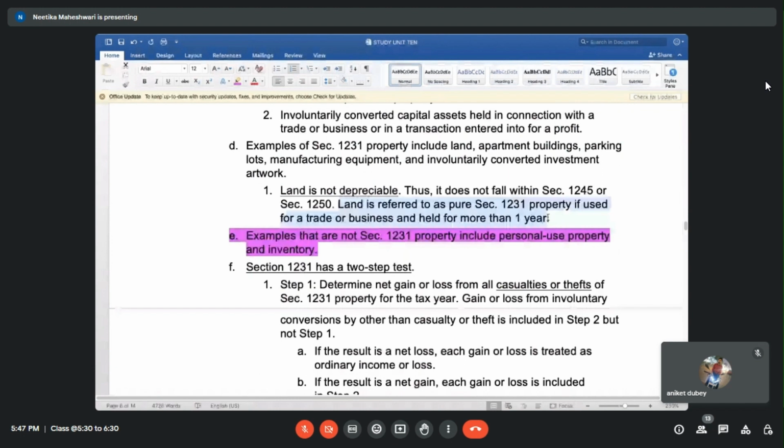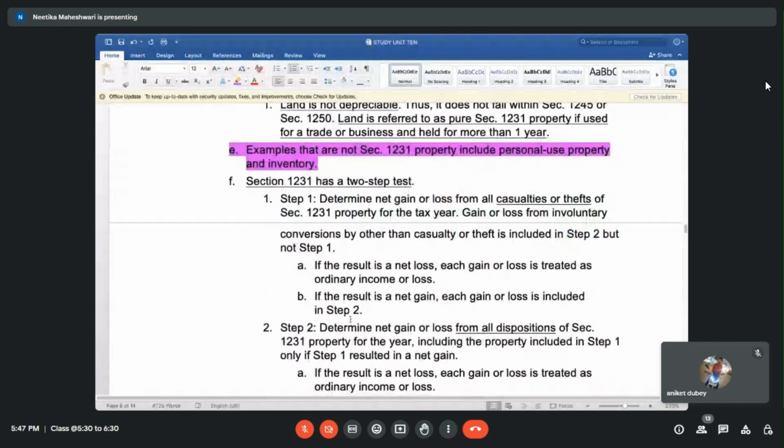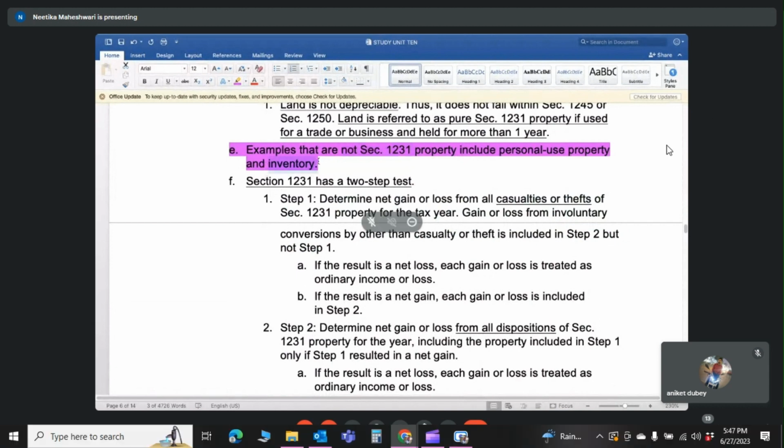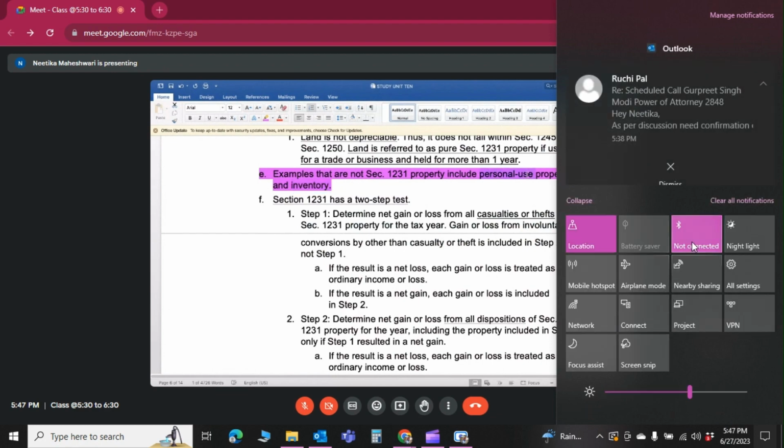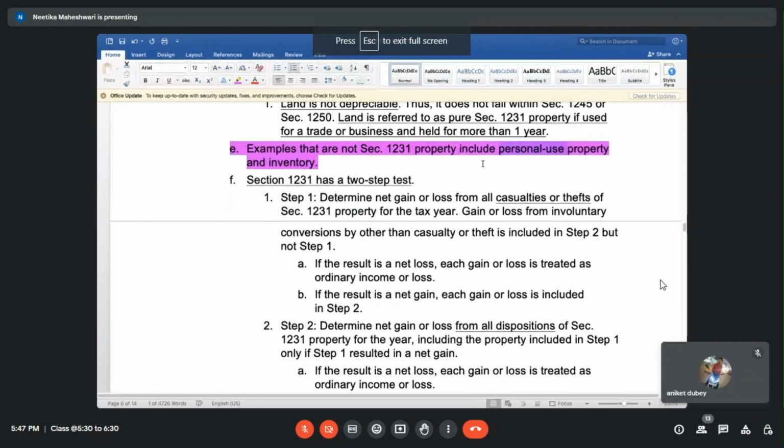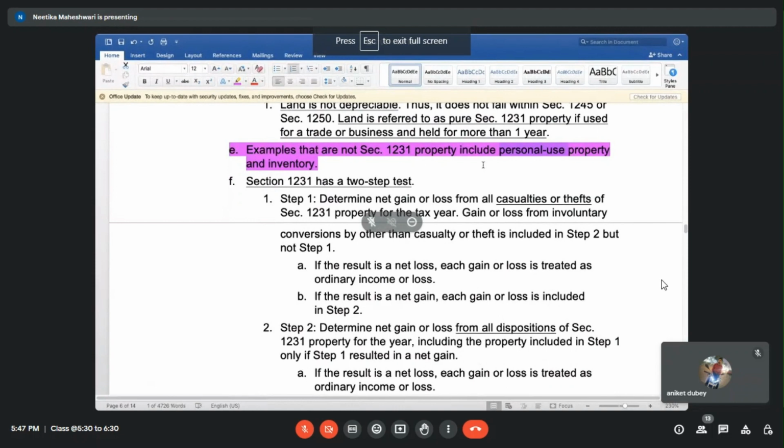Okay, so now we'll go through some examples that will really make it clear. But what they're saying is, we know this, right? Section 1231 has to be an asset. It cannot consider inventory as section 1231 property. We cannot take any personal use property. Personal assets are different. When we are talking about personal properties, those are different.